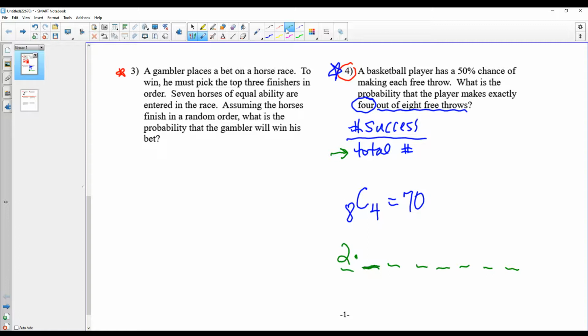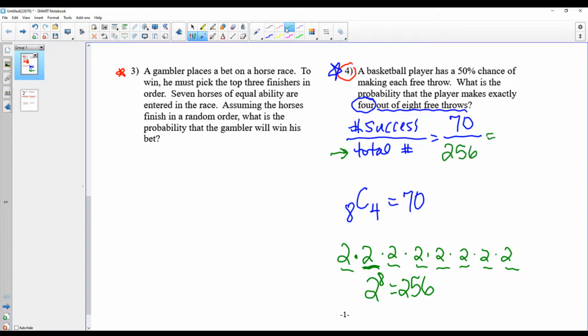And for the second one, the first one doesn't affect it. So I still have 2 choices for my second one, for my third, for my 4th, 5th, 6th, 7th, 8th. So 2 to the 8th power is 256. So I have 70 successes out of 256 possible. 35 out of 128, or you can leave it as a decimal or a percent if you want.